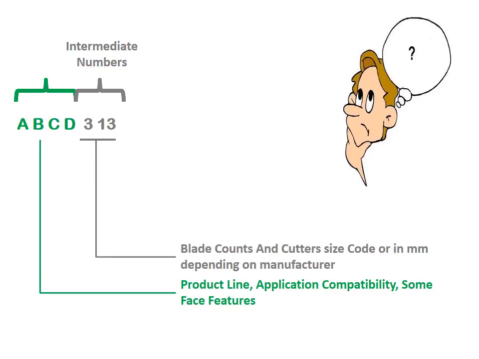The numbers in the second position are reserved for the blade count and the cutter size. The first number commonly represents the blade count, how many blades that bit has, while the other numbers represent the cutter size, either directly in millimeters or as a code. Some companies reverse the position, making the first number represent the cutter size, often in code, and the number following it the blade count.